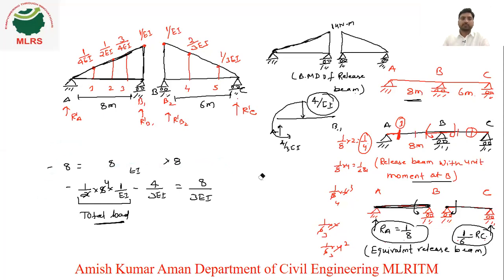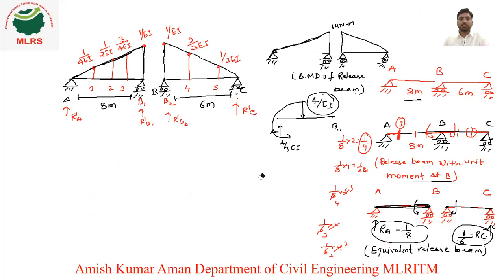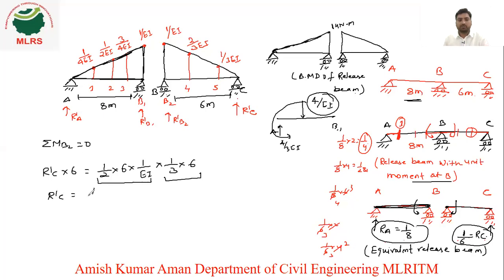for span BC, now we are going for this span BC. This was for span AB. So similarly, we will do in BC also. So for BC, if you want to calculate R dash C, then summation of moments at B2 will be equal to 0, right? So that R dash C into 6 will be equal to area half into base 6 into height is 1 upon EI into 1/3 into 6. This is CG, right? And this is your area into CG. So from here you will get R dash C value is 1 upon EI.